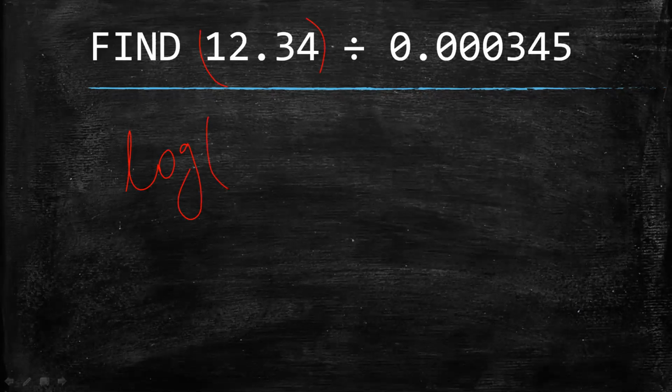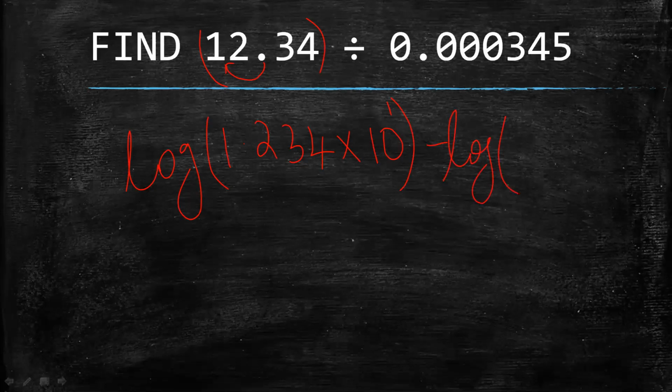I am writing it as scientific notation 1.234 into 10 raised to 1, because it is a number greater than one, so 10's power will be positive. We are shifting only one place here. So it becomes 10 raised to 1 minus log of, again, this I'm writing in scientific form, 3.45 into 10 raised to minus only because it's a number which is less than 1. How many places we are shifting? 1, 2, 3, and 4 places. So 10 raised to -4.